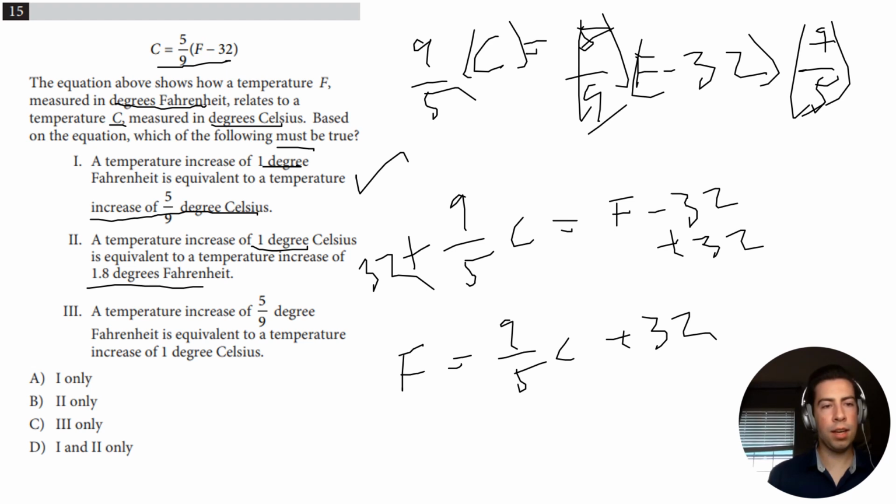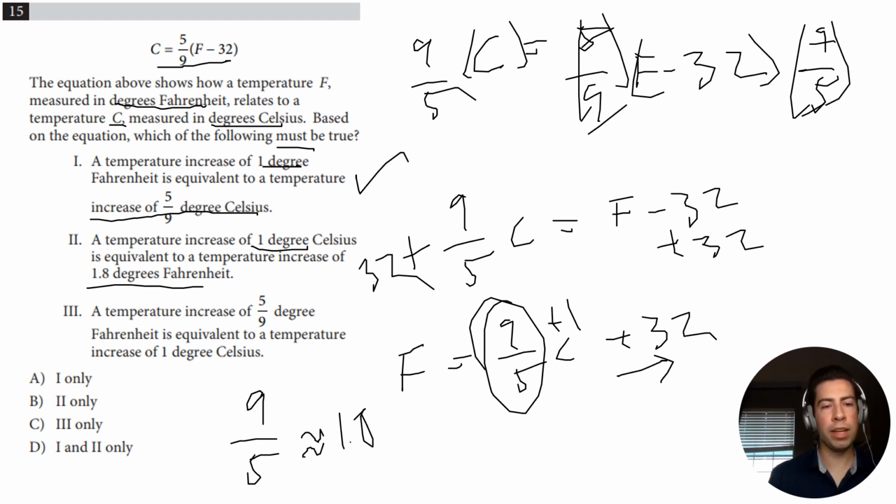All right, guys, now it's saying a temperature increase of 1 degree Celsius is equivalent to a temperature increase of 1.8 degrees Fahrenheit. So if I increase C by 1, what's going to happen is I'm just going to get one more 9/5, and it's going to add to this 32. So let's just figure out what is 9 divided by 5. Well, it's almost 2, right? It's basically 1.8, guys. We'll just say that 9/5 equals 1.8, okay? All right, so yeah, this has to be true, right? We're just adding a 1.8.